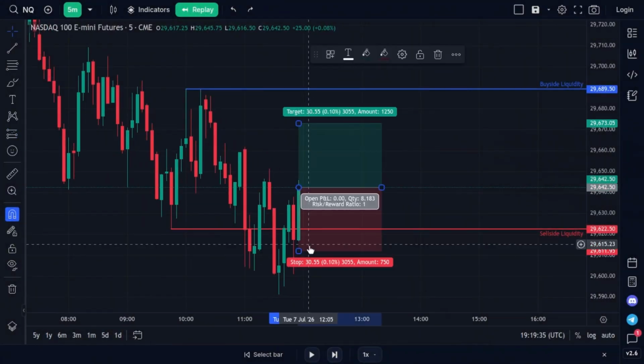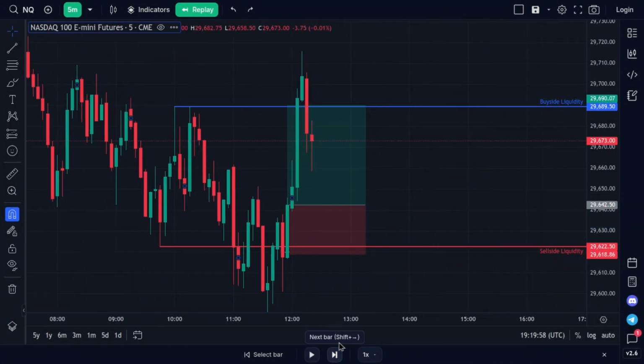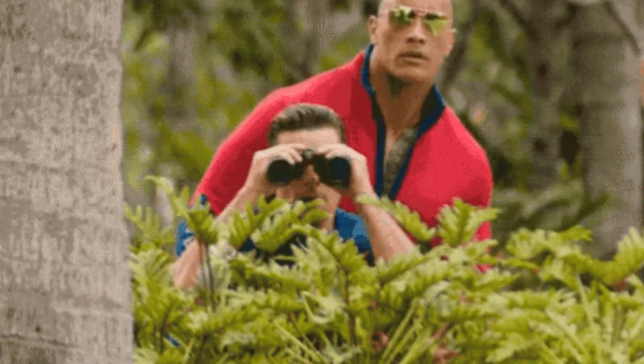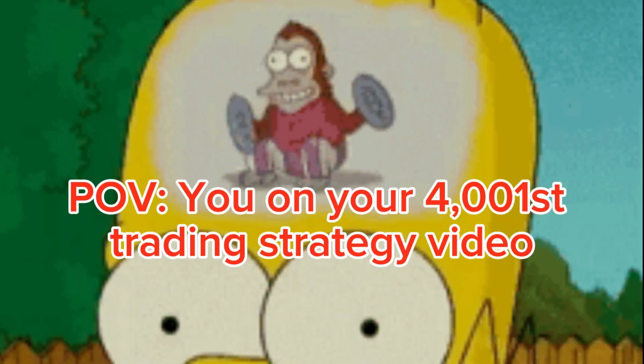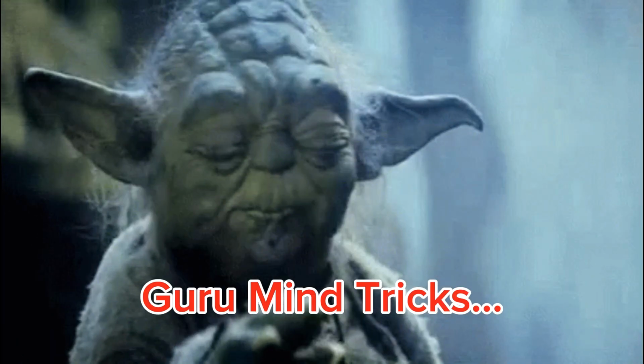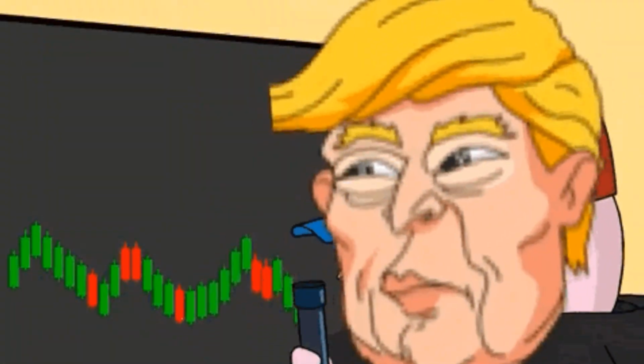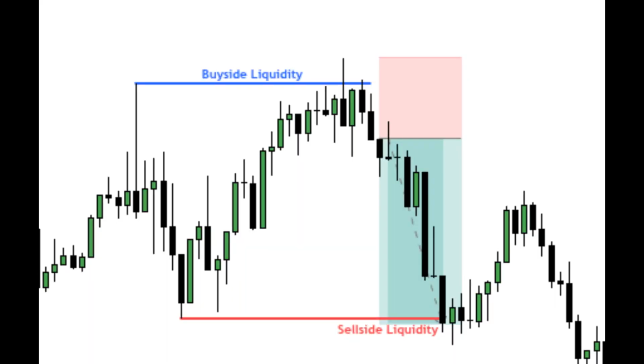This is the best entry model for trading in 2026. Not only is this easy to spot in the markets, but it also simplifies complex trading models that gurus try to use to confuse you. I'm going to show you exactly how to use this model and how it can help you find better entries.